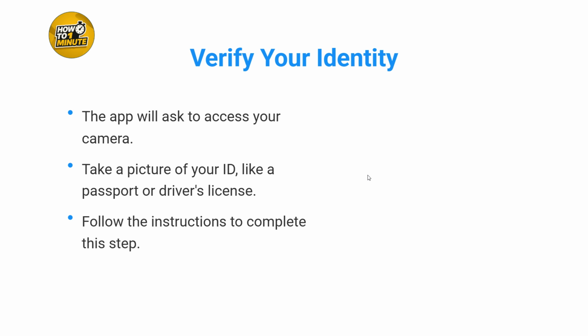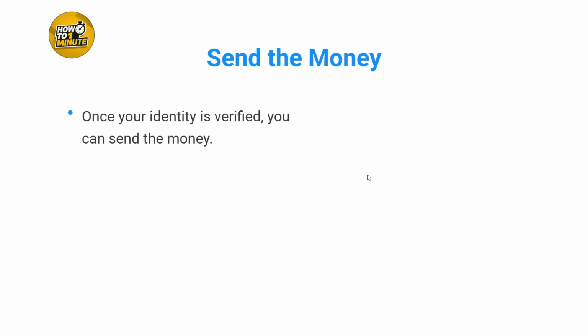Now it's time to verify your identity. The app will ask to access your camera. You'll need to take a picture of your ID, like a passport or driver's license. Follow the instructions to complete this step. Once your identity is verified, you can go ahead and send the money.